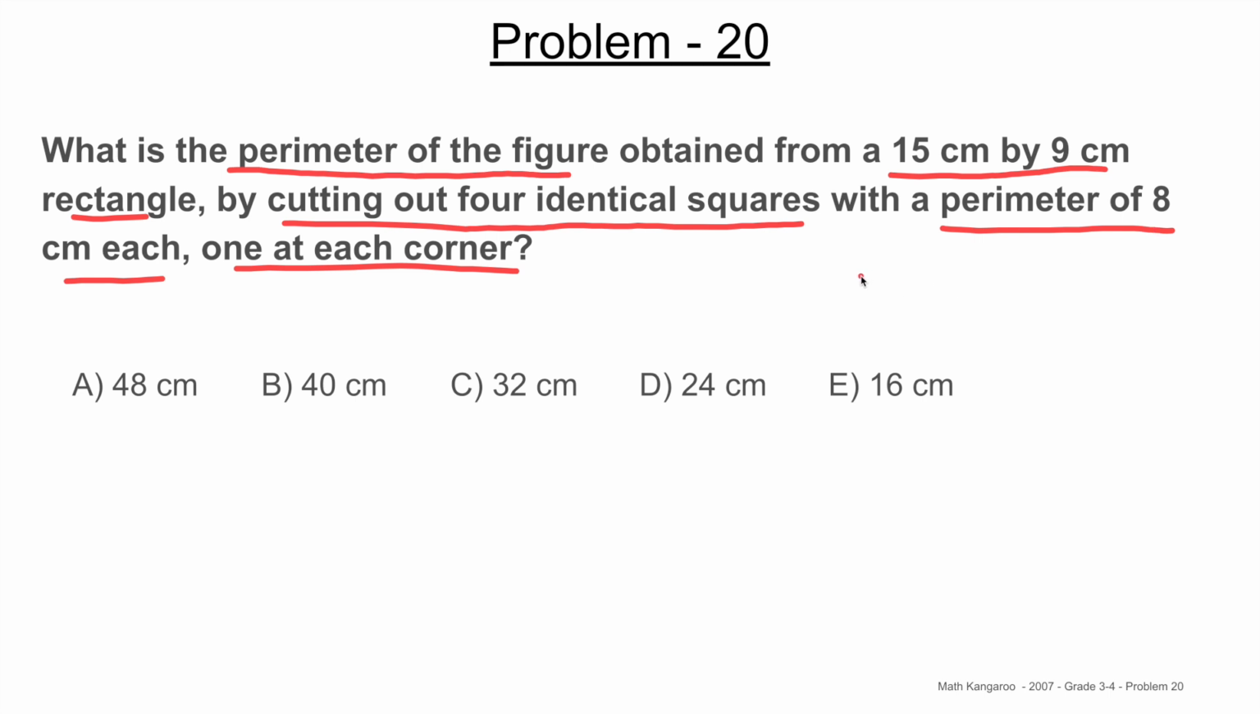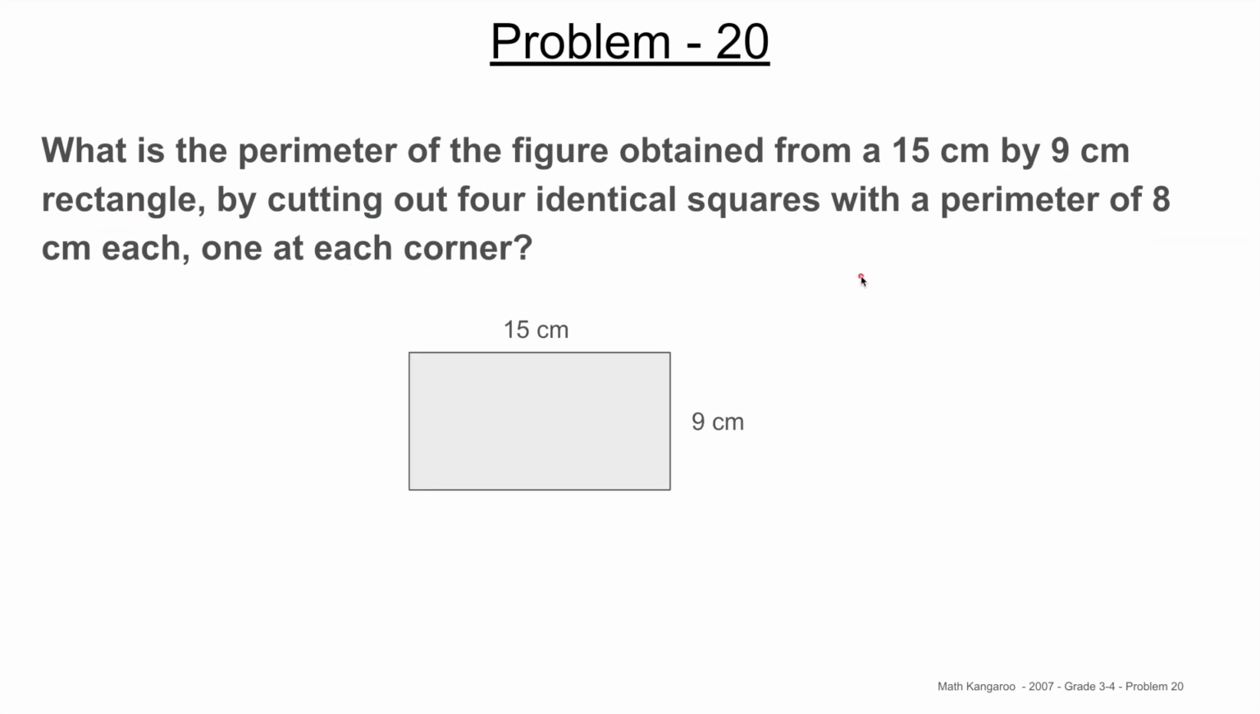Now the problem says we have a 15 cm by 9 cm rectangle. So before we dive in, let's quickly understand what perimeter really means. Imagine you walk along the edge of this shape. The total distance you travel is the perimeter. Perimeter of a rectangle before we cut the small squares: 15 plus 9 gives us 24. 24 plus 15 gives us 39. 39 plus 9 gives us 48. So the perimeter of this rectangle is 48 centimeters.